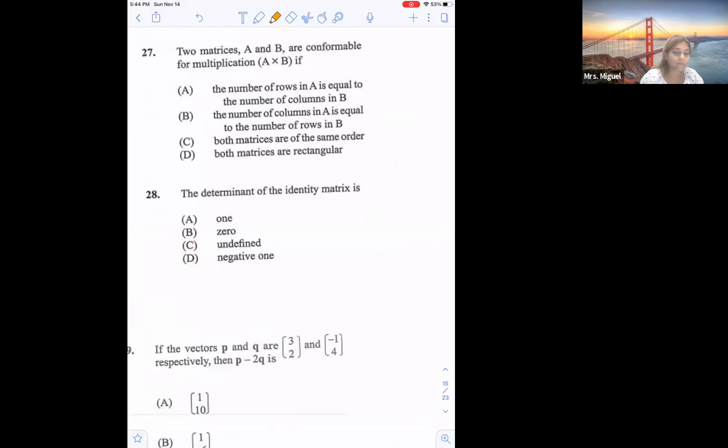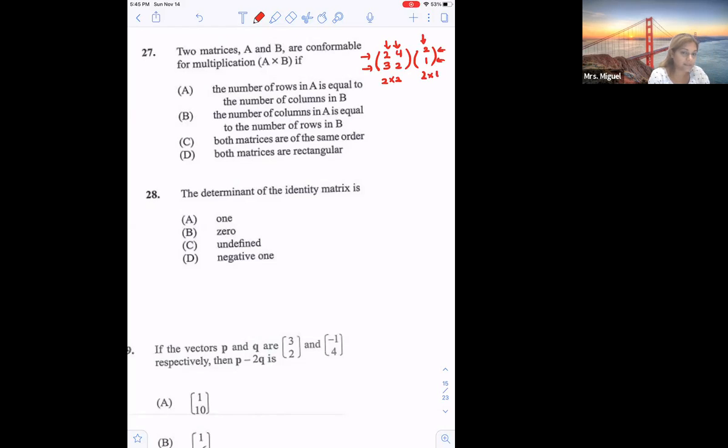If two matrices are conformable, meaning that you can work it out, then let me show you something. 2, 4, 3, 2, 2, 1. The order of this matrix is a 2 by 2, and this is a 2 by 1.